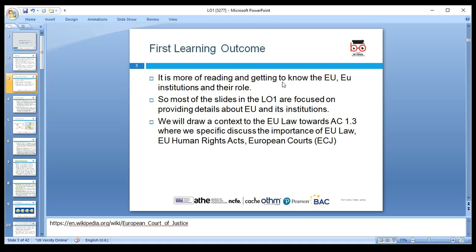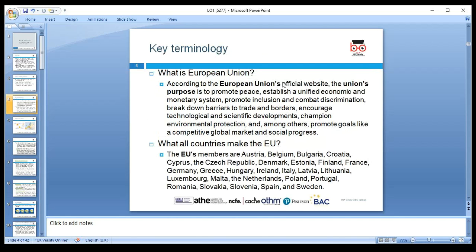The first learning outcome we'll go through is more reading and getting to know the EU and EU institutions and their roles. So most of the slides in LO1 are focused on providing details about the EU and its institutions. We will draw the context to EU laws towards 1.3, where you specifically discuss the importance of EU laws, the EU Human Rights Act, and the European Court of Justice, which is the ECJ. Okay, so that's what we'll go through.